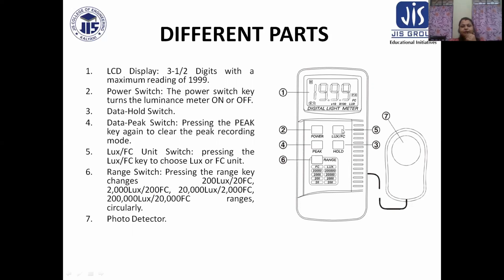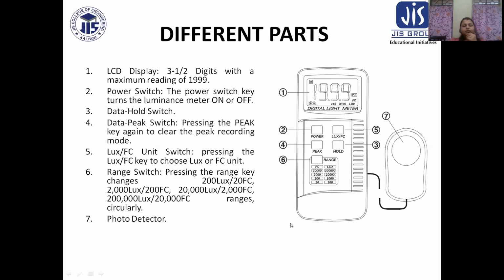Number 5. Lux or FC. That means lux or foot candle. So if we want to see the result in lux mode, then we have to change it to lux. And if I want to see it in foot candle mode, then we have to change it to foot candle by pressing the switch.